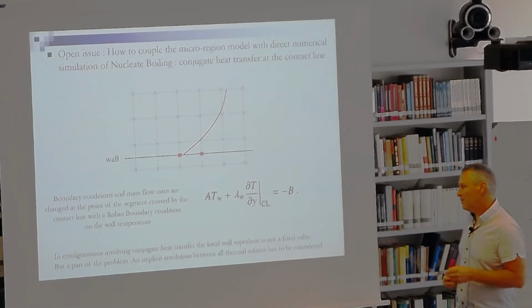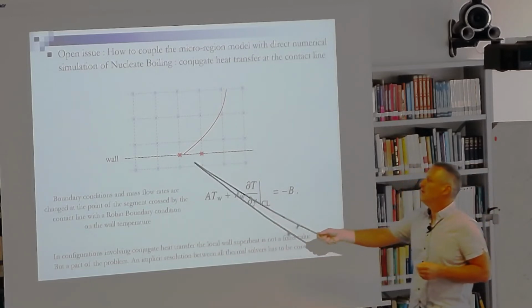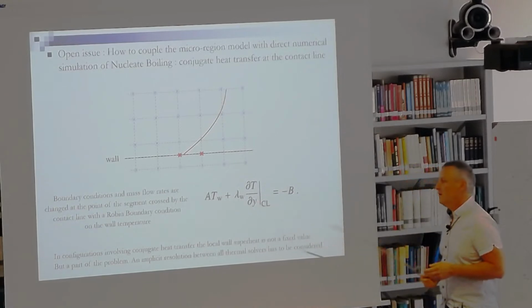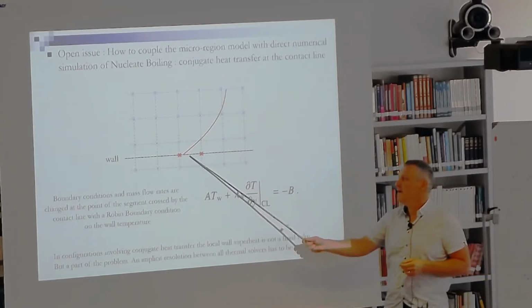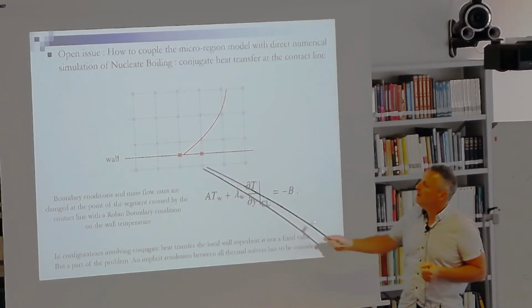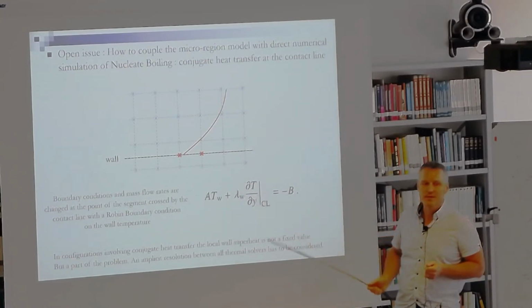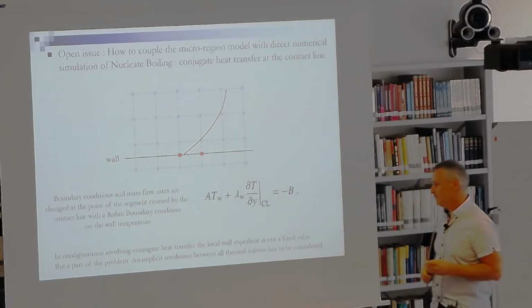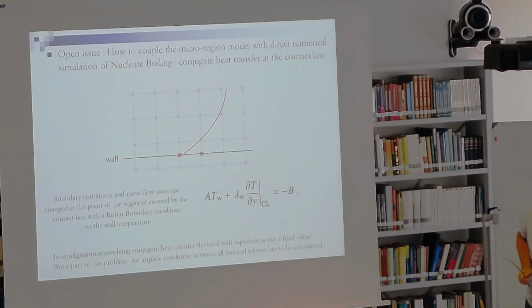So the conjugate heat transfer between the solid and the fluid domain can be imposed for this cell by imposing a Robin boundary condition when we are solving our solid linear system for the temperature. So this is the first point.